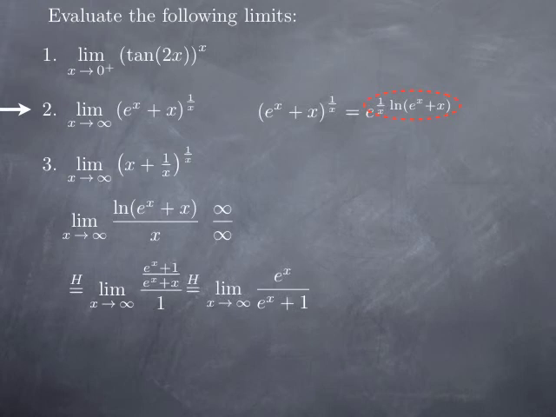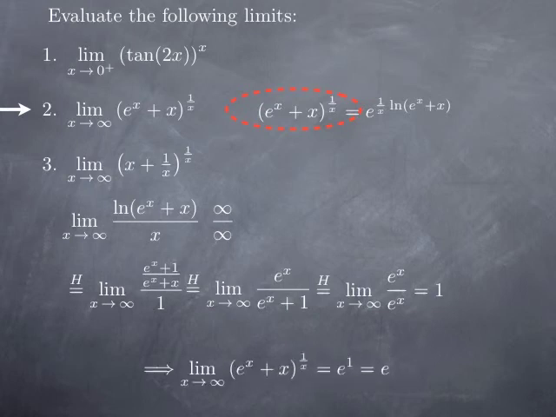Derivative of the top this time is e to the x, of the bottom is e to the x plus 1. This is again an indeterminate form of the type infinity over infinity, so we can use the rule of de L'Hopital again. And now we get that the limit is the same as the limit of e to the x over e to the x, which is the limit of the constant function 1, so it is 1. So what we have obtained here is that the limit of the exponent is 1, and therefore the limit of our expression (e to the x plus x) to the power 1 over x is really e to the 1. And e to the 1, of course, is the Euler number e.